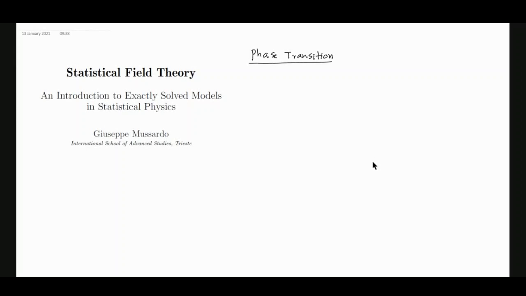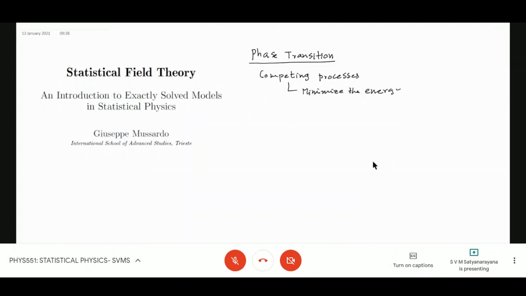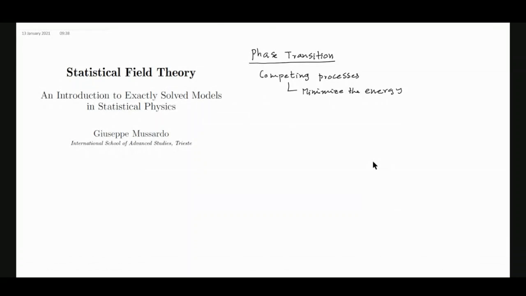A phase transition basically takes place because there are two competing processes. One of them will try to minimize the energy, and the second process will try to maximize the entropy.